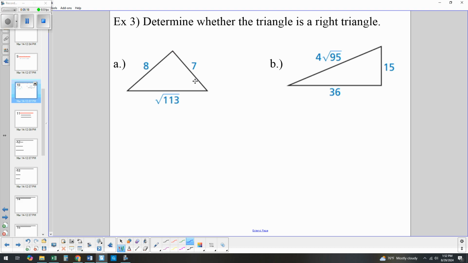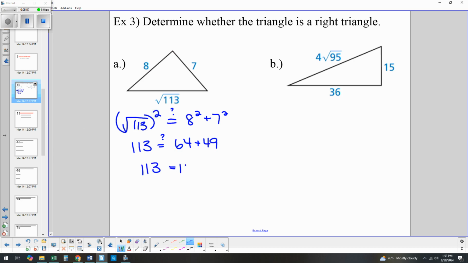So in choice A, the biggest side is going to have to be my c value. And in this case, the square root of 113 is bigger than 10 because the square root of 100 is 10. So this is my biggest side. So we're going to check, is the square root of 113 squared equal to 8 squared plus 7 squared? When I square the square root of 113, I just get 113 back. So now I have 113 is maybe equal to 64 plus 49. If I add 64 and 49 together, I get 113. So yes, this is a right triangle.